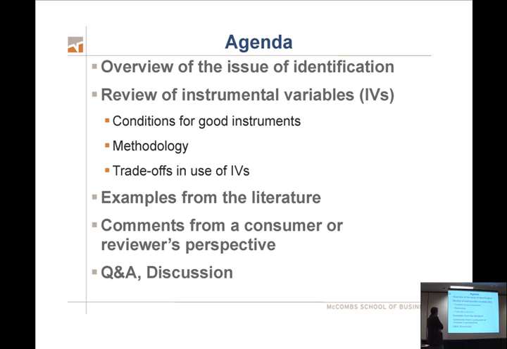I'll walk through some examples from the literature. The one I'm going to highlight is this big ongoing debate about firm performance and things like ownership or family-run companies. We'll talk about that debate. And then I've got comments from my perspective as more of a consumer or a referee of papers, and what I look for when I read papers and think about instrumental variable techniques. And then as time allows, I'm hoping we can have more of a discussion.